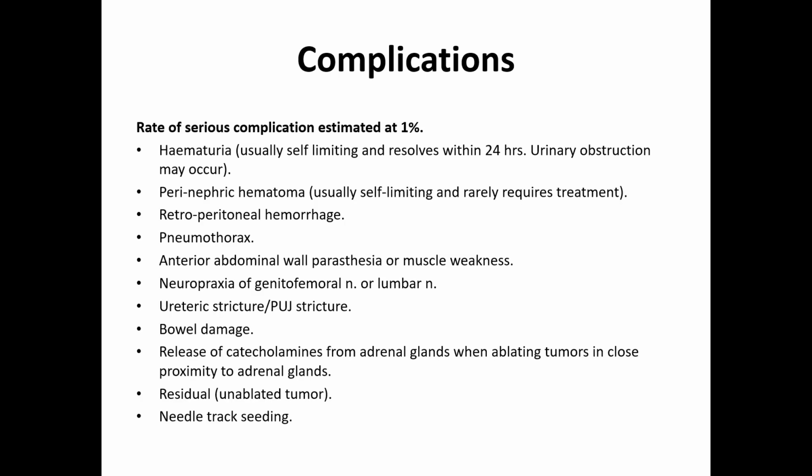Complications: the list is that of nephrostomy or PCNL, and we have other complications like neuropraxia of nearby nerves, ureteric stricture if it is near the pelvis, bowel damage, and catecholamine release when it is near the upper pole. You induce reflex catecholamine secretion from the adrenal glands, just like, for example, a trauma. Also residual unablated tumor, and needle track seeding of the tumor.